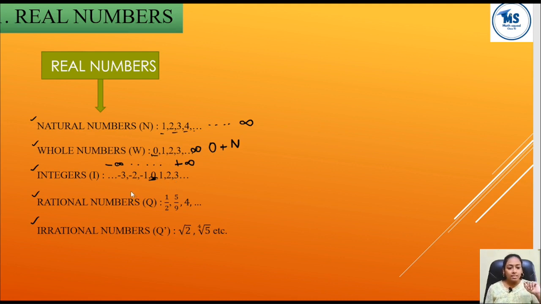Okay, then rational numbers. Rational numbers are the numbers which can be written in the form of p by q or p upon q. Okay, if you can write any number in the form of p by q, then you can say that that number is a rational number. Here we have examples as 1 by 2. Of course 1 by 2 is a rational number because it is written in the form of p by q, and also here your q should not be equal to 0.